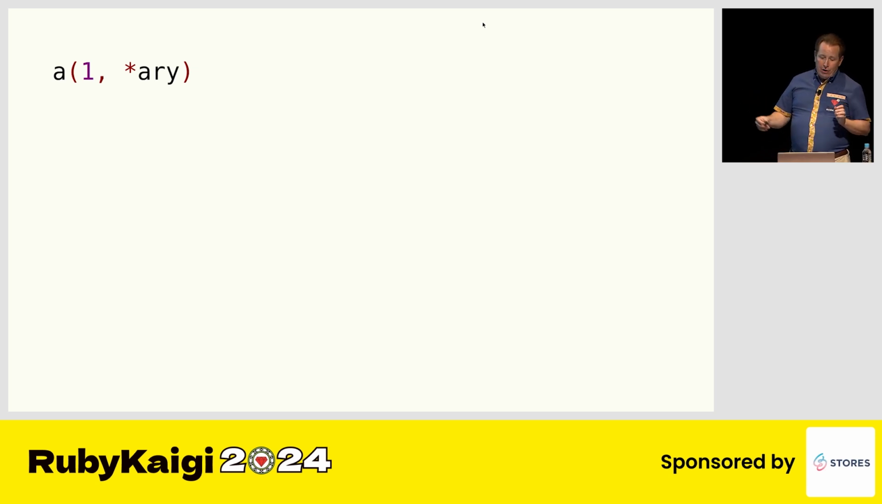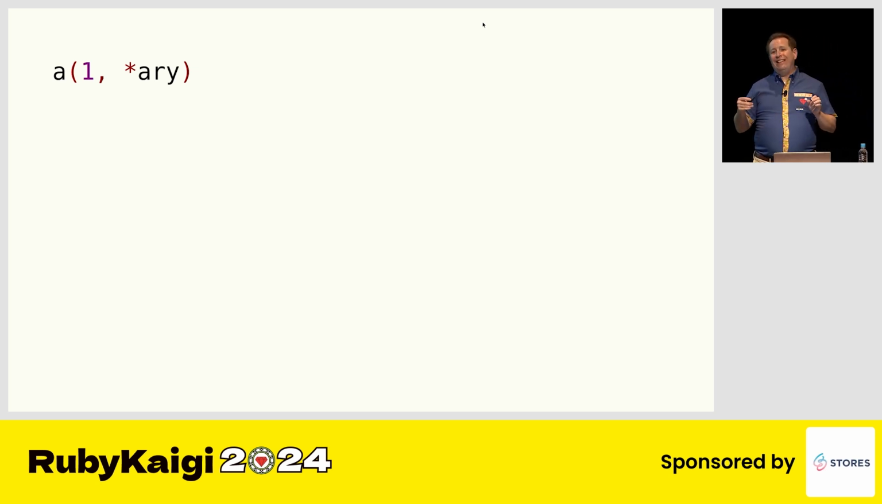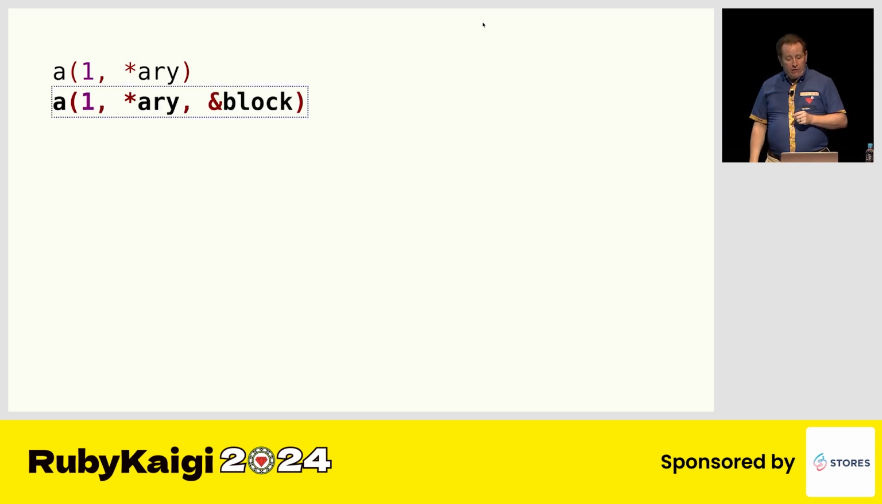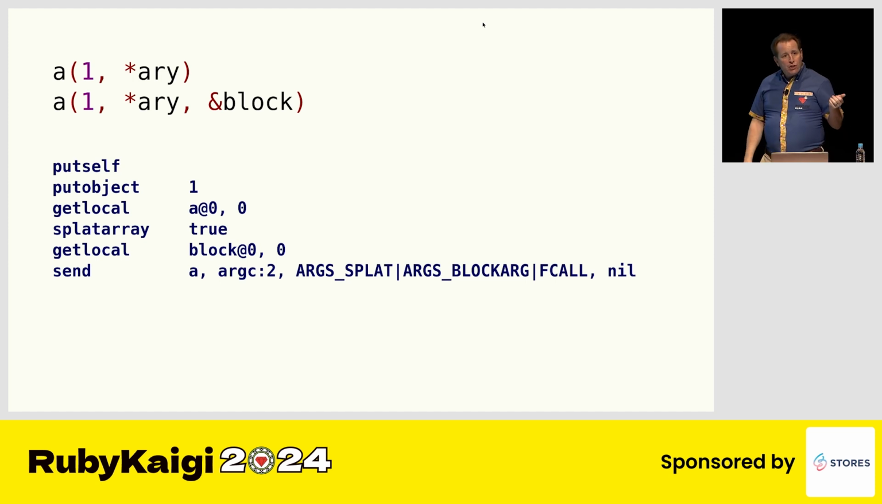So all of that code was added to avoid the unnecessary array allocation in this case, where you had one or more positional arguments followed by a positional splat with no keywords and no block. If a block is passed, that case needs to be optimized separately. So the instructions generated in that case look like this.